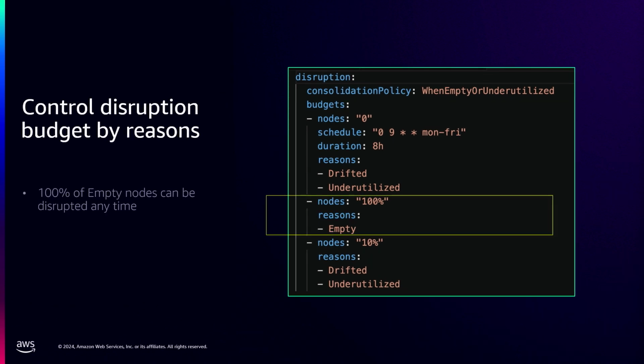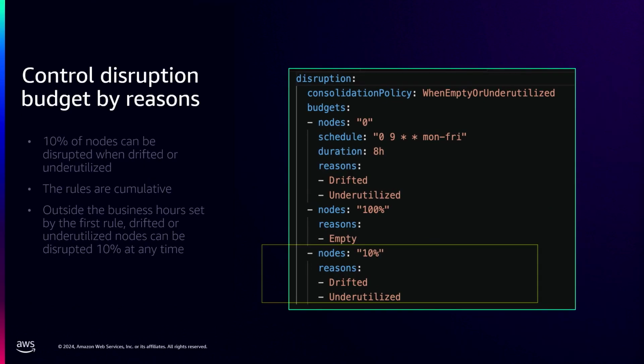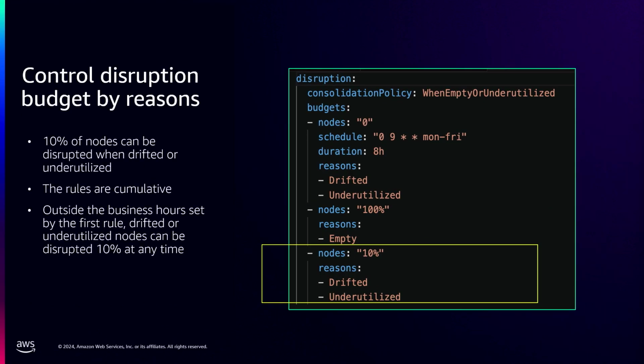What if they are empty? You are like, empty nodes, I don't care, nothing can be disrupted. So 100% of those nodes could be disrupted, doesn't matter whether it's working hours or weekends. Now, the last one says, outside of those working hours, 10% of the nodes could be disrupted for the reasons drifted and underutilized. So remember, this is all cumulative.